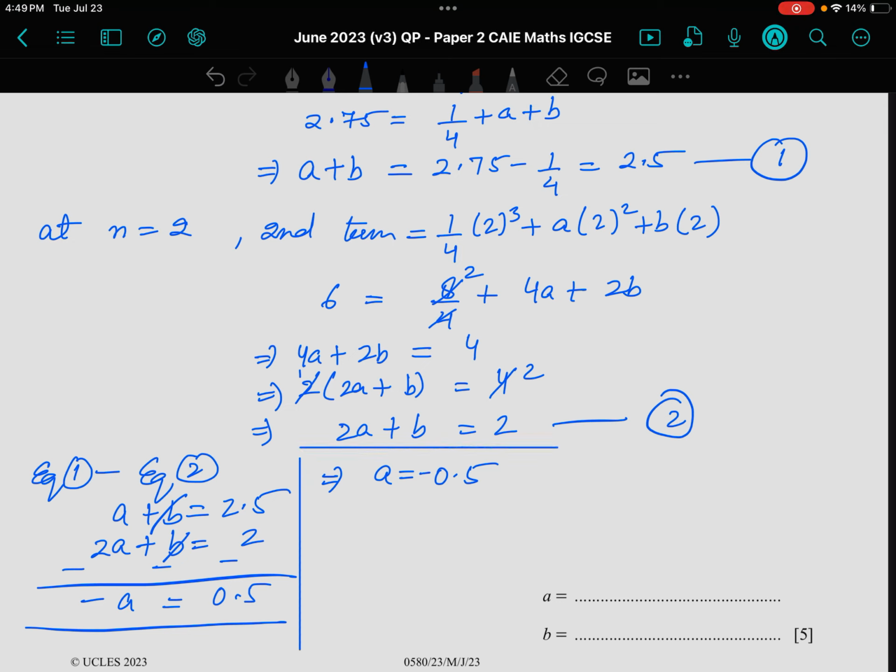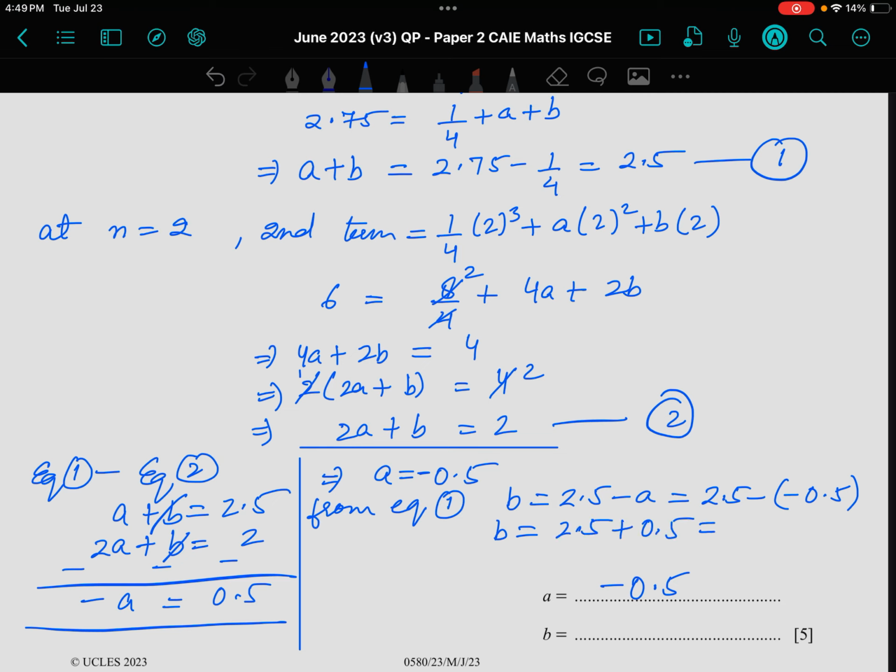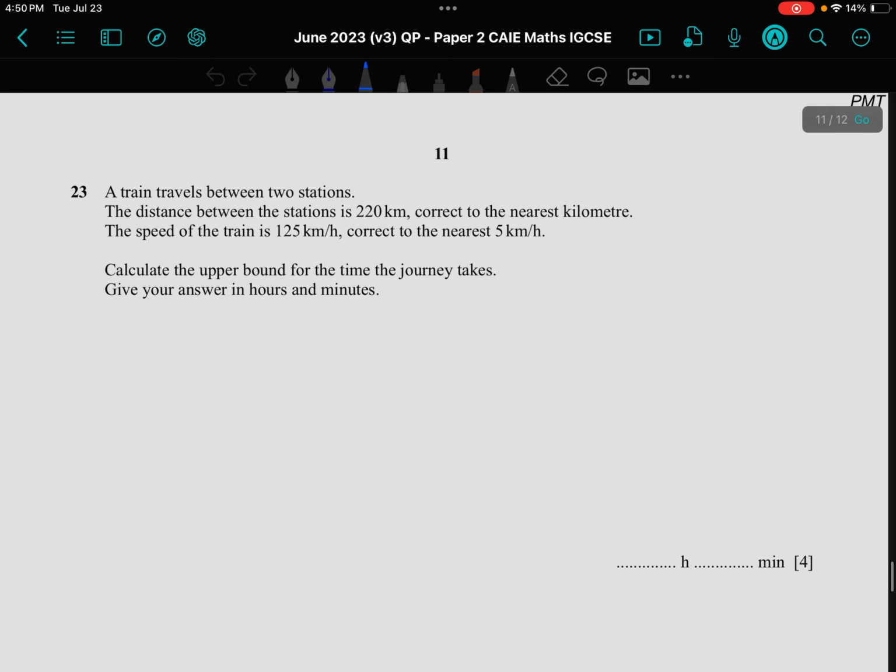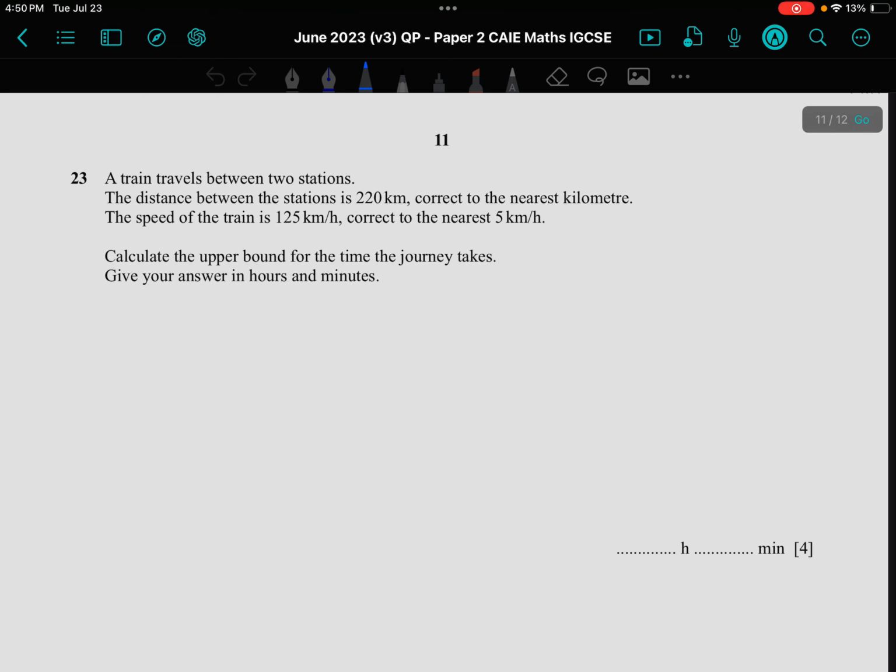The value of a is minus of 0.5. From equation 1, b is equals to what? 2.5 minus a. That means 2.5 minus minus 0.5. So the value of b is 2.5 plus 0.5, which will give me 3. Answer. Now, a train travels between two stations.